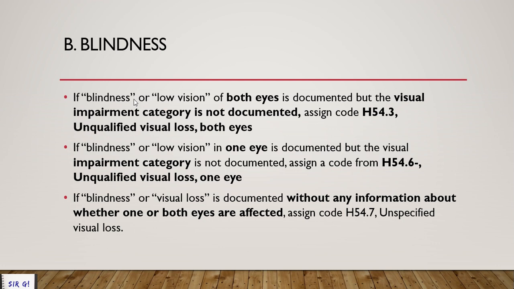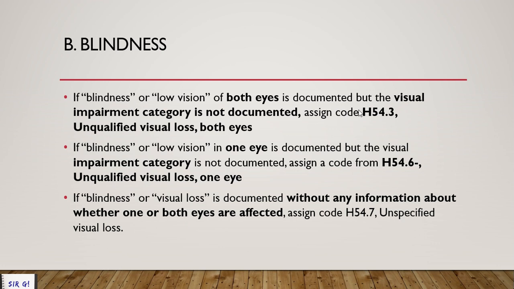So the only differences of these guidelines are, here's both eyes, one eye, and without any information about whether both or one eye. So we have an option about H54.3, H54.6, and H54.7. Okay. The same thing that we may see here in the first two guidelines is the impairment category.